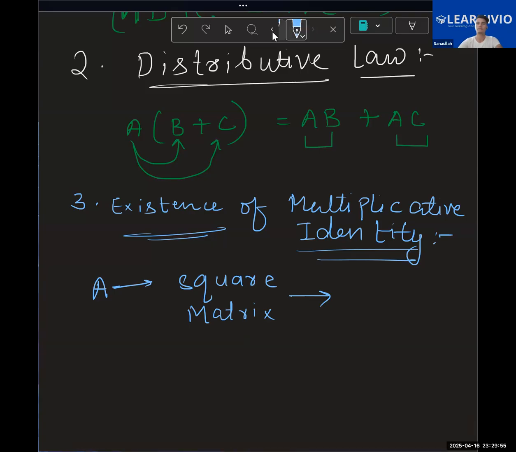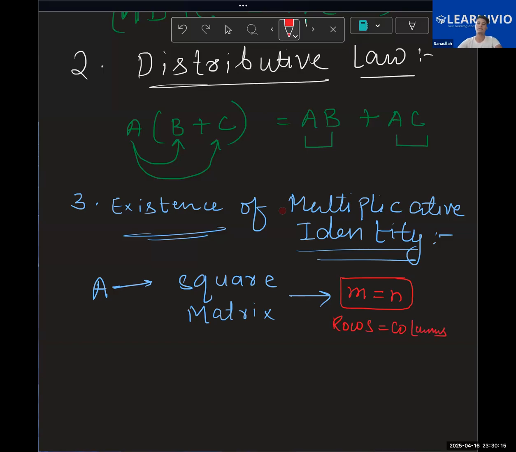You remember something or not? In a square matrix, M should be equal to N. What does it mean? M into N: rows and columns are equal.